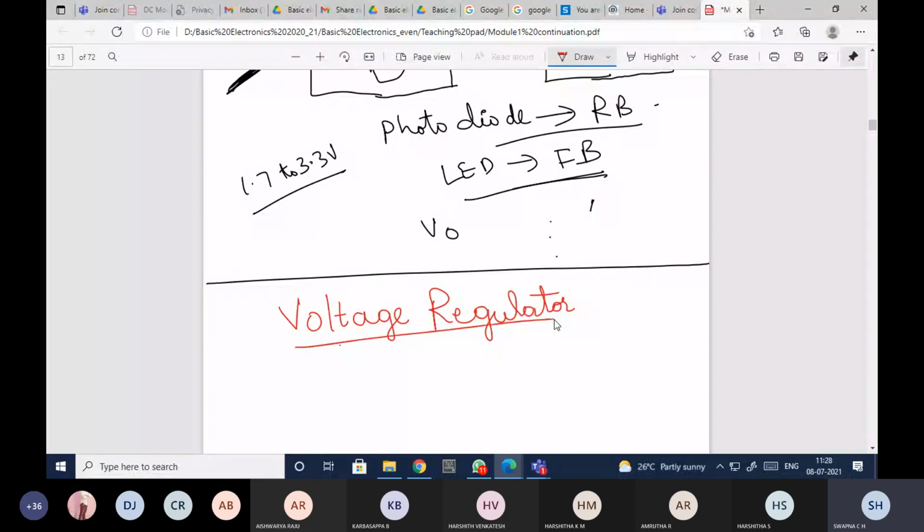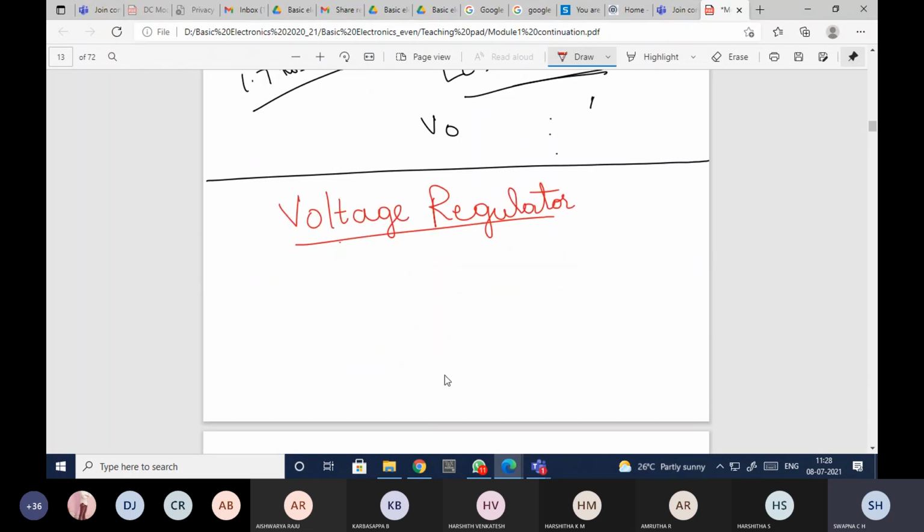Okay, voltage regulator. You already know what the voltage regulator will do. If you just take the Zener diode, based on the circuit connection, we have connected it something like this.